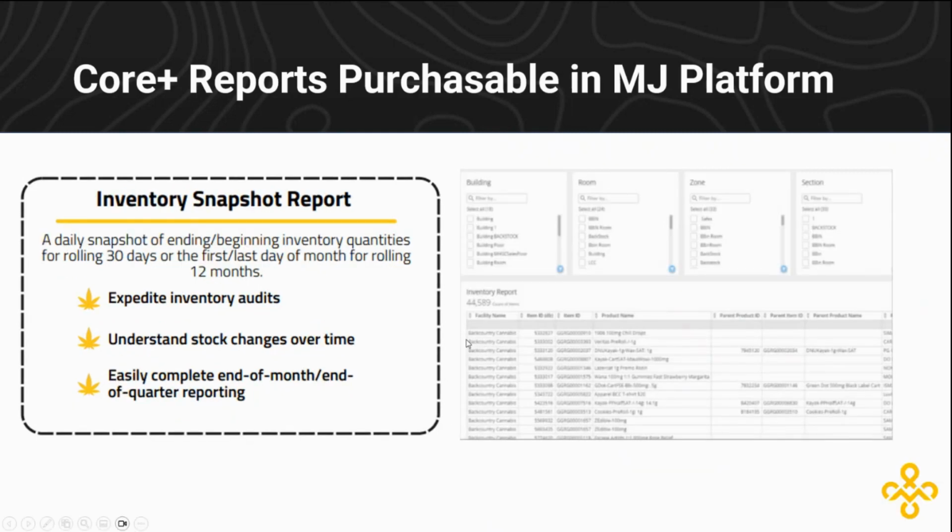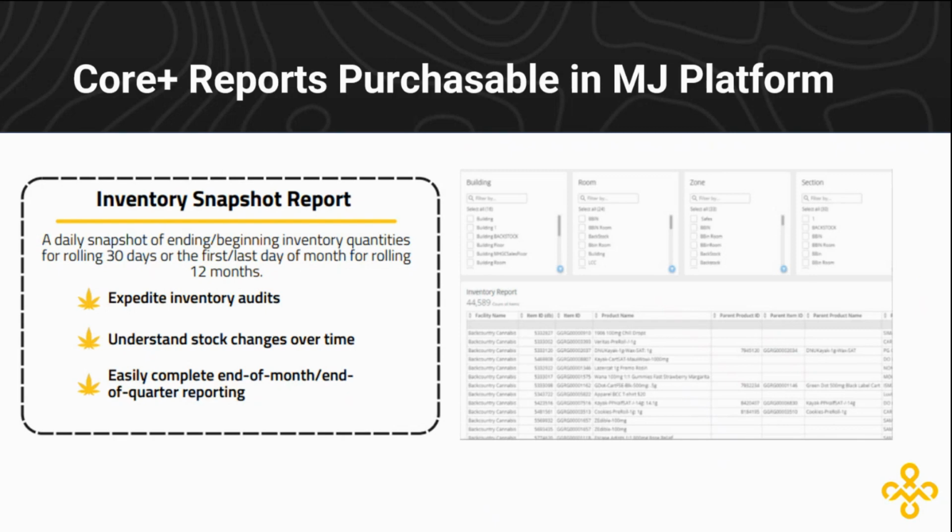Next is our inventory snapshot. This report is really important for people that like to do audits of what happened in the past. We get a lot of clients that ask, the current inventory report will show you exactly what your inventory is right now, but if you need to see it on a past date, this is the report that gives you that opportunity. So you can select any beginning and ending date and see that beginning and ending inventory for the last rolling 30 days.